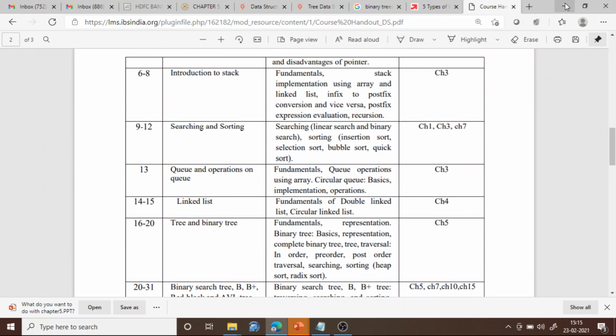As per the handout, lectures 9 to 12 should be searching and sorting. But I'm planning to teach this sometime later, after discussing trees and binary trees. The reason is that this is a proper flow: whatever we are going through, stack, queues, linked list, trees will go in that flow.